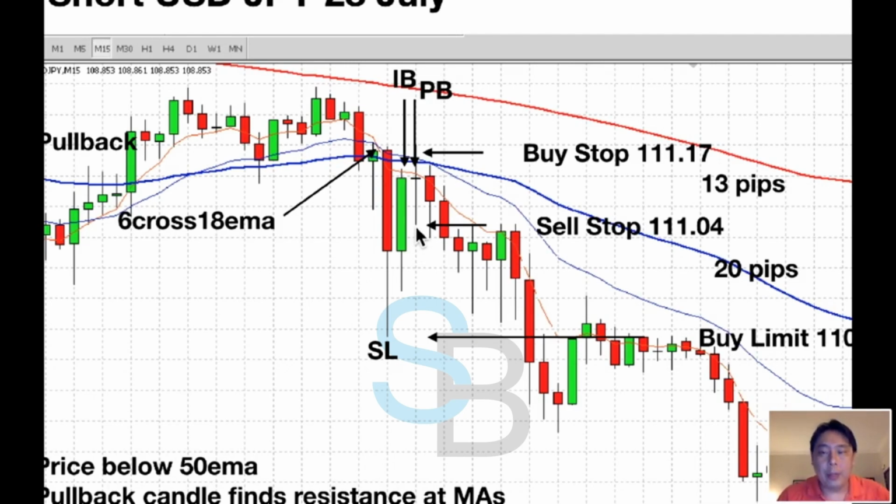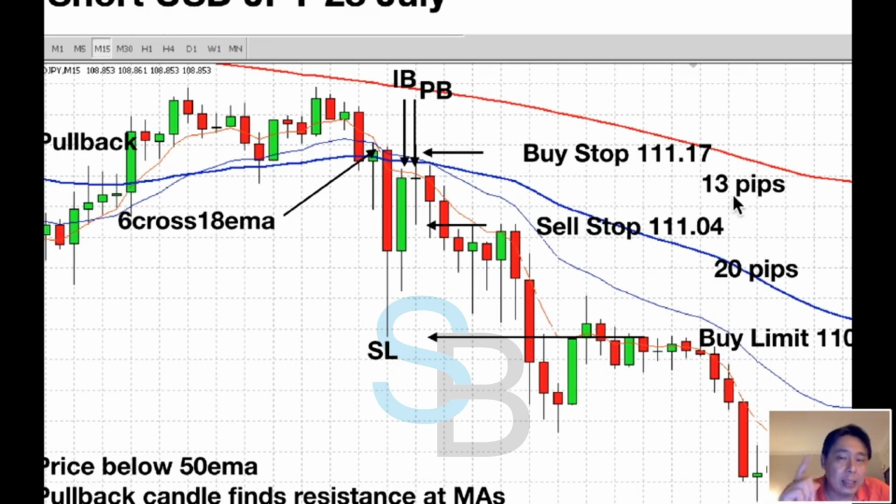So now we place our sell order right below the low of the candle. In this case, it'll be a sell stop order at 111.04. We then place our stop loss, which is a buy stop order, at 111.17. So again, what's the difference? You take this minus this, you get 13 pips. So is it at least 8 pips? Yes.